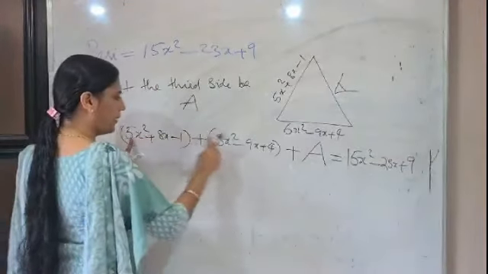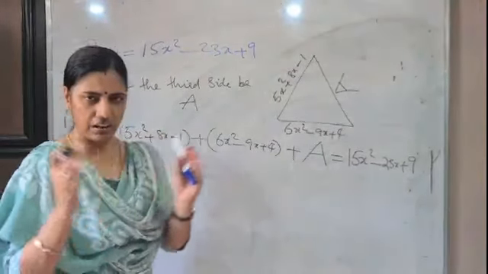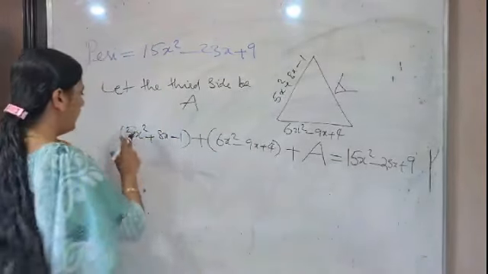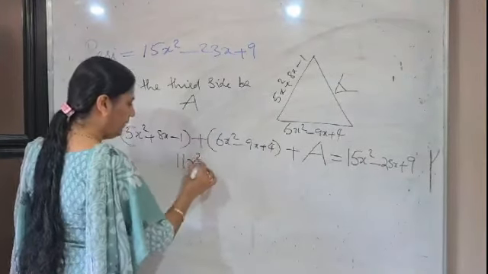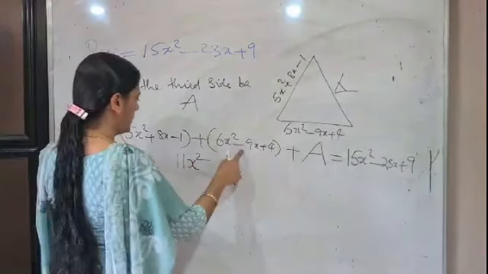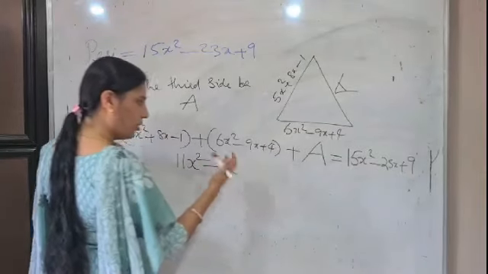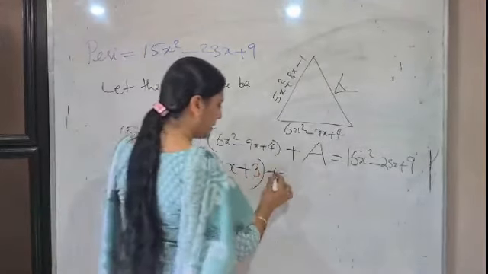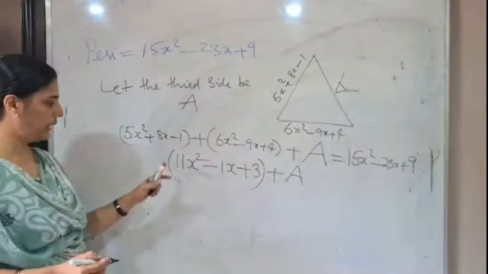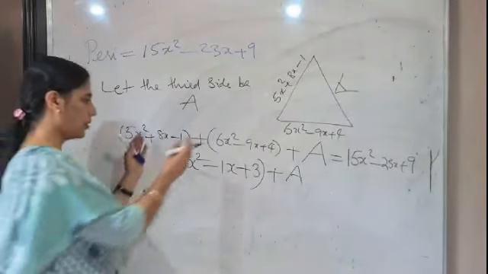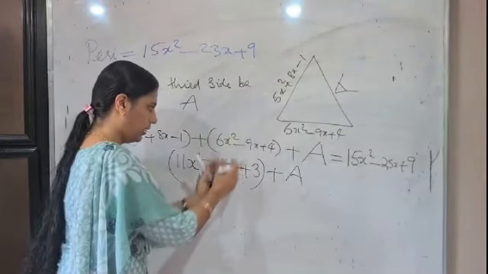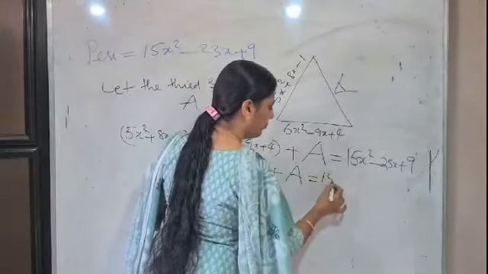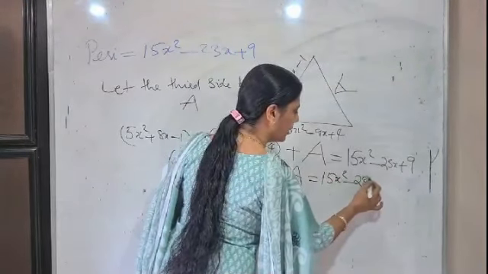Why can't we do like this? 5 plus 6. No need to write all the like terms together and all. 7th standard we studied, 8th standard again we are studying. 5 plus 6, 11x square. 8 minus 9, negative 1x or simply x. Negative 1 plus 4, plus 3. Got it? Plus A. Those who have some problem doing like this, you can put all the x square terms together, all the x terms together, all the constant terms together, and you will get this. You will take one more step, that's all. Equal to 15x square minus 23x plus 9.